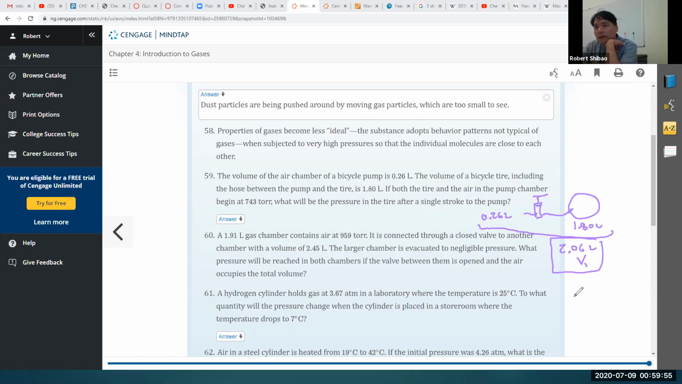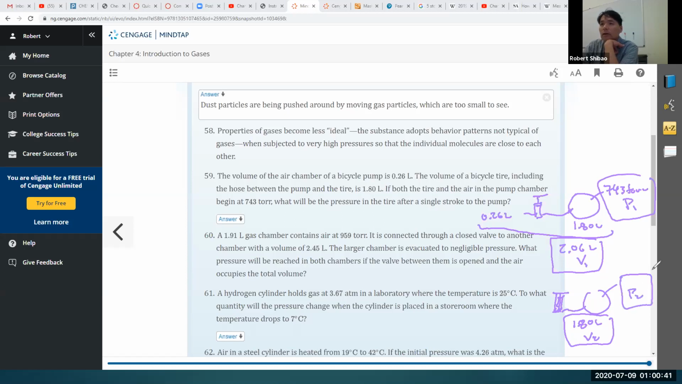So if they push the pump in, then V2 is going to be 1.80 liters, because they push this pump in and force the air inside here. So that's V2. Okay, if both the tire and the air in the pump chamber begin at 743 torr, so this is going to be 743 torr. Torr is pressure, so that's my P1. Then what is P2?